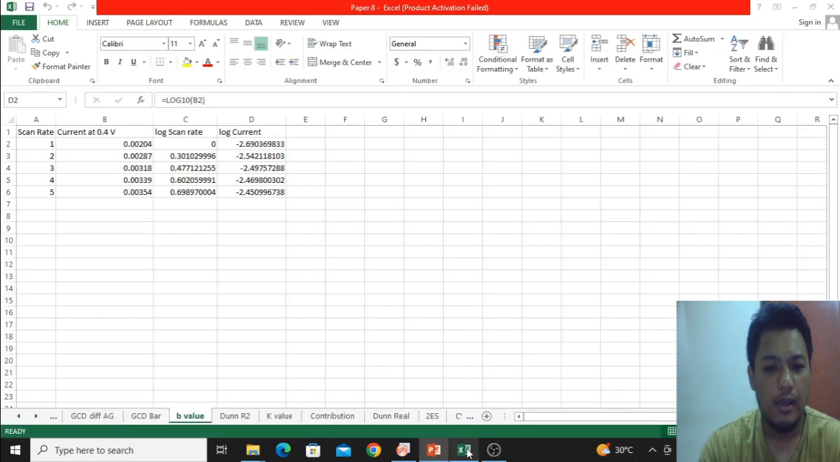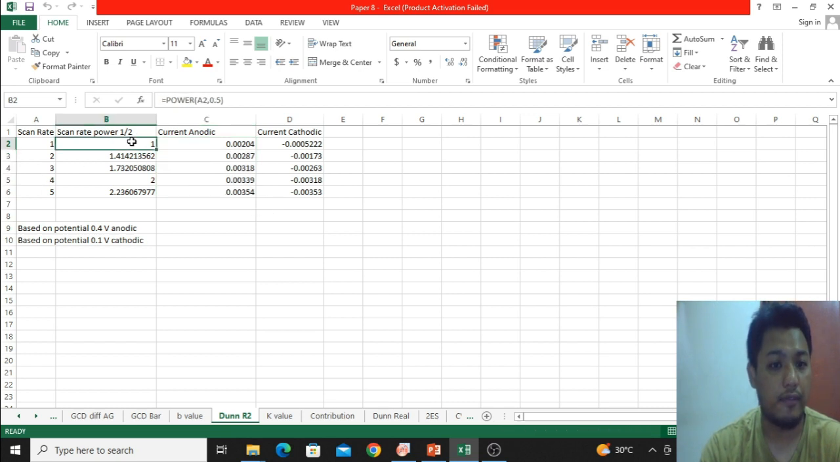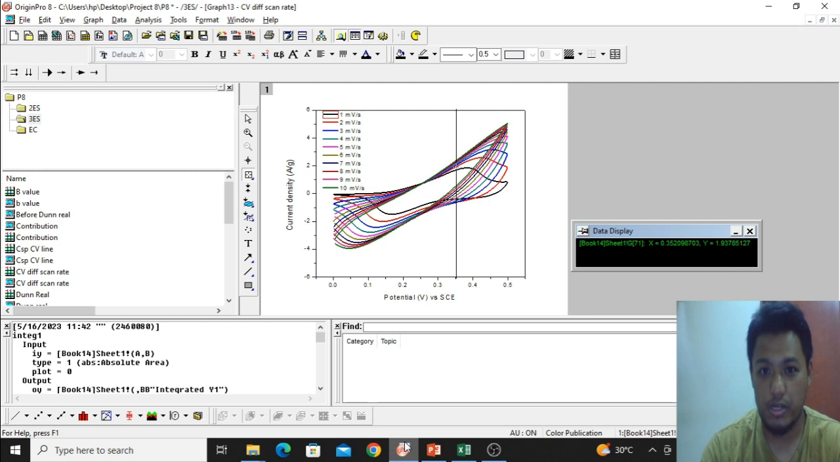So after you get your B value, you need to get your R square value. To get the R square value, using the same scan rate, just use Excel to get scan rate power of half, and you must read the current, anodic and cathodic. So go back to the origin.